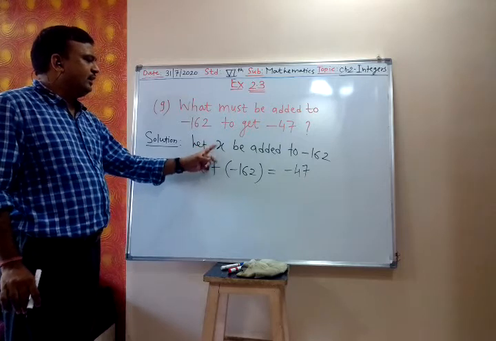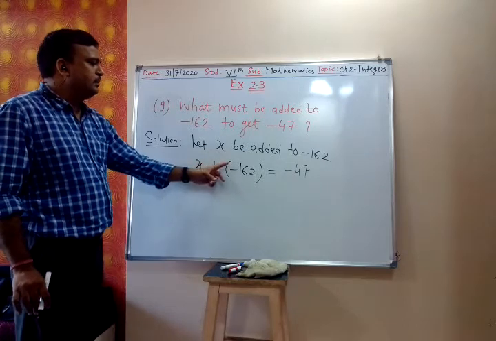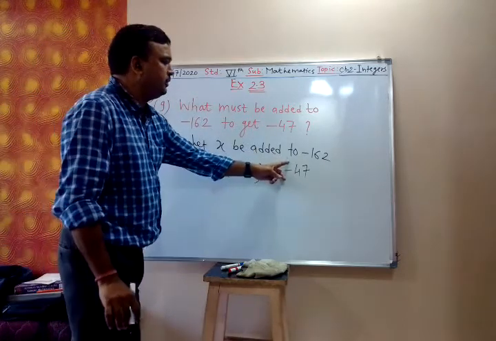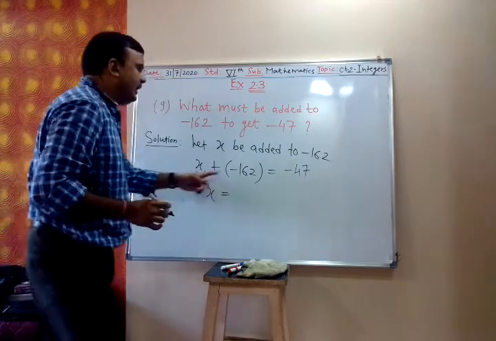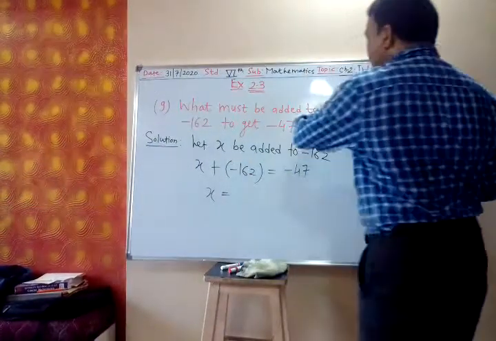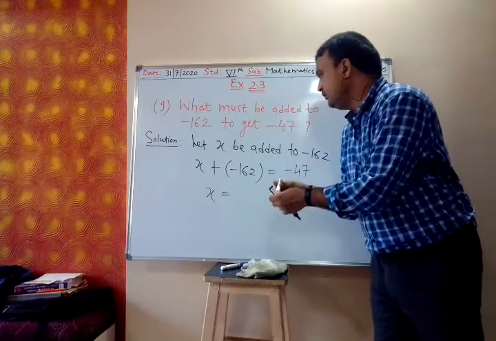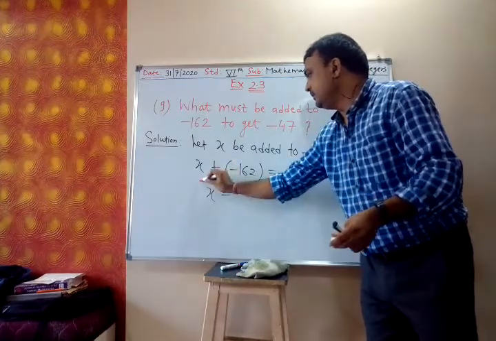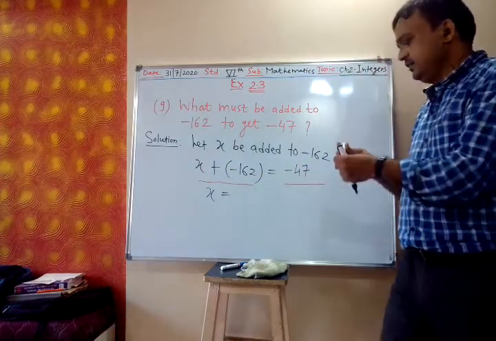So we write, let x be added to minus 162. So when x is added to minus 162, we get minus 47. So now I will take minus 162 on the other side. Before equal to, this is my left hand side, and after equal to, this is my right hand side.